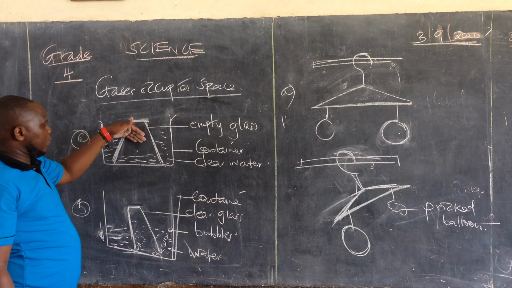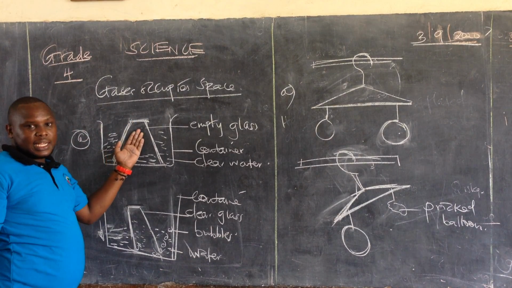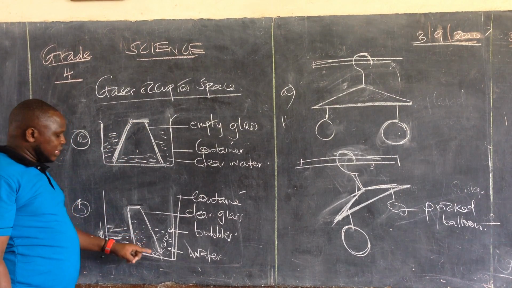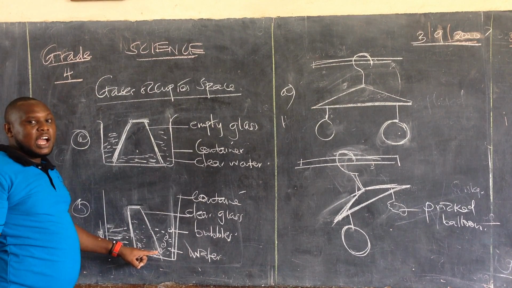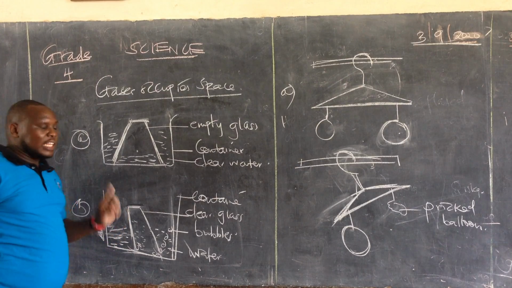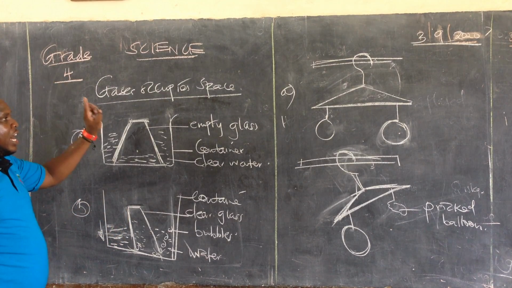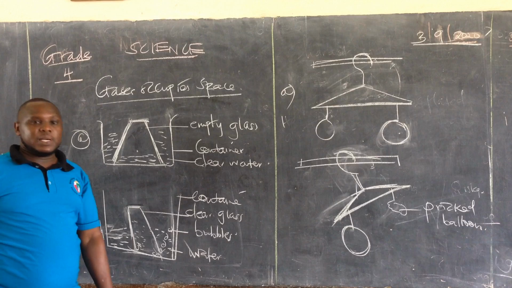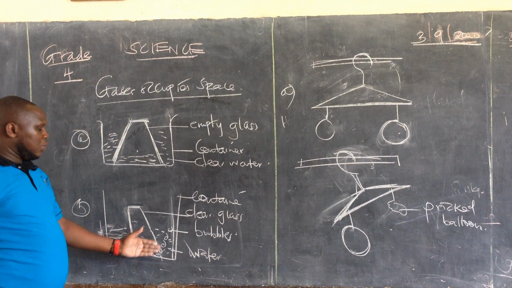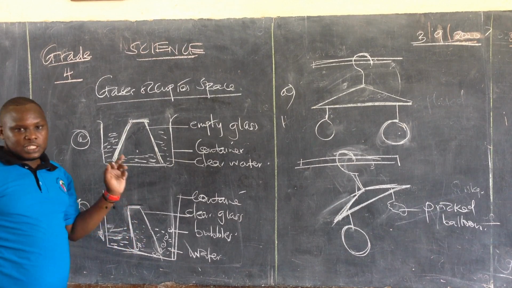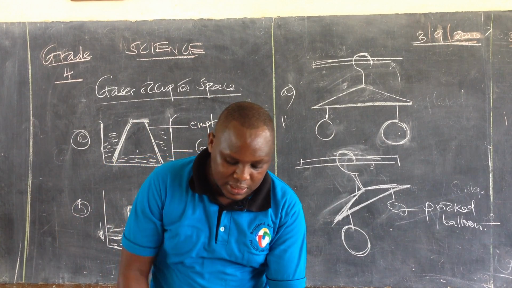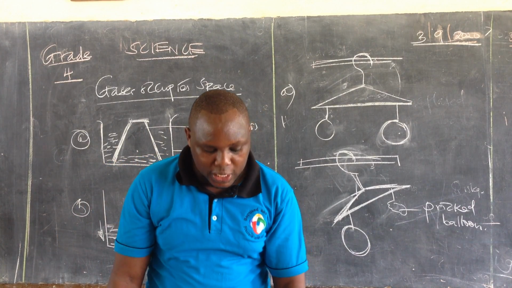In this first experiment, the water could not enter the glass because there was air inside that had occupied that space. But as we tilt the glass, you will see the air coming out and the water entering the glass to fill it. That confirms to us that air or gases occupy space. They have occupied this space. Once we release it out, the water now comes to occupy the space that was occupied by air. So those are the two experiments that I wanted us to do today.